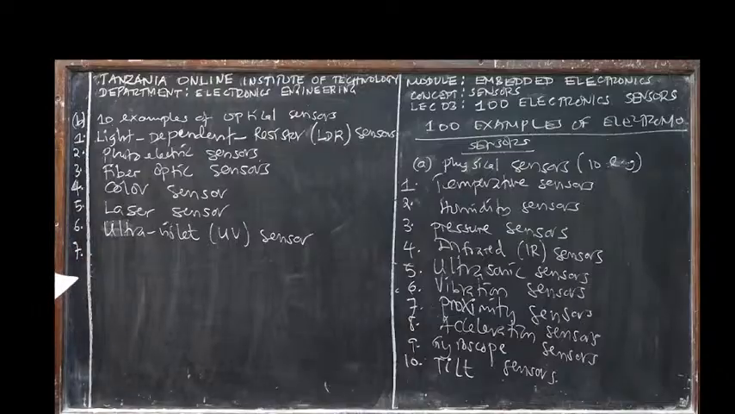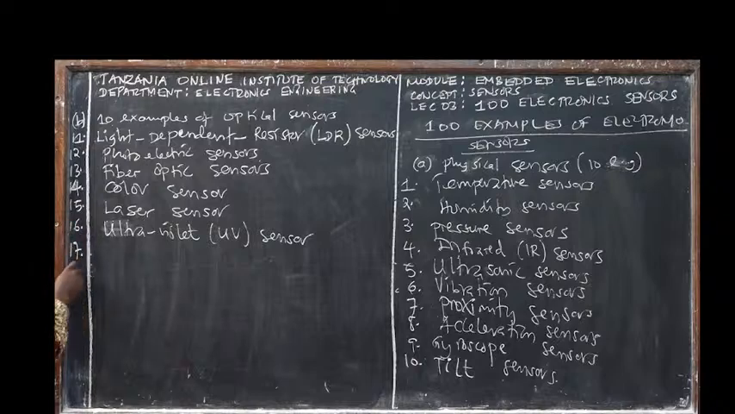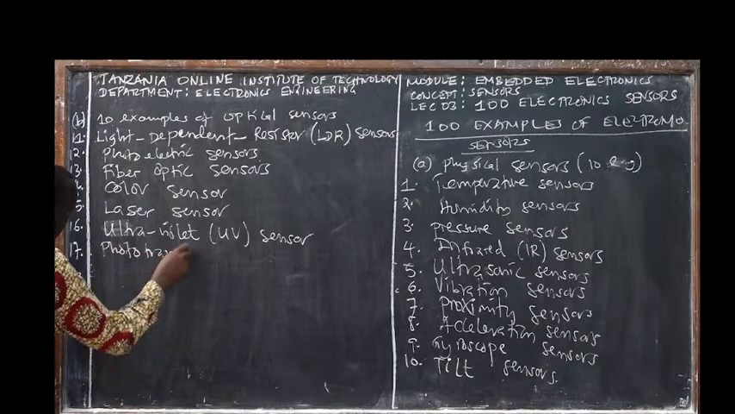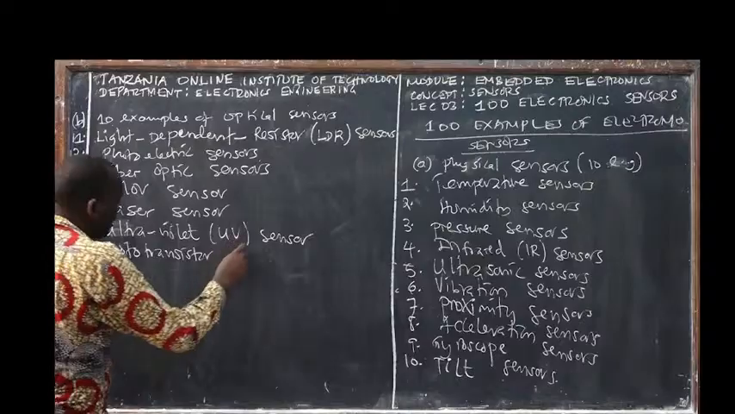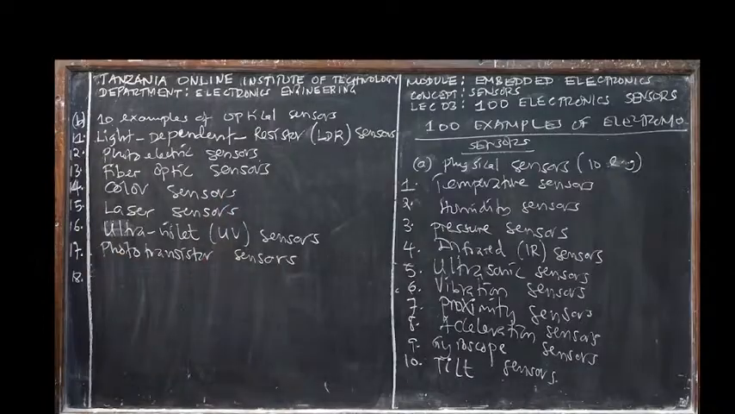The next example, number 7. So I think that this will be number 11, 12, 13, 14, 15, 16, 17. Number 18 is called the phototransistor sensor. Say phototransistor sensor. Say phototransistor sensors. Manake hii ni transistor ambayo yenyewe ina detect physical phenomena kwa kutumia mwanga.